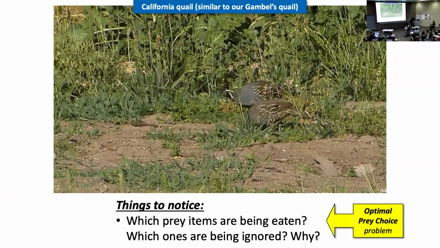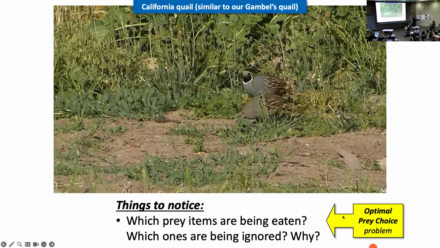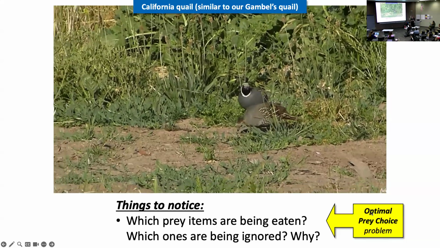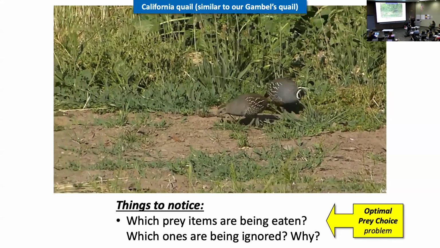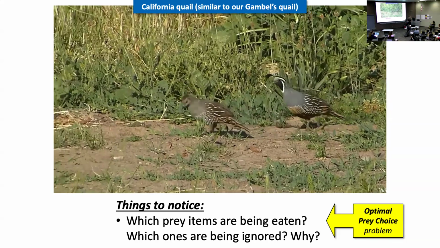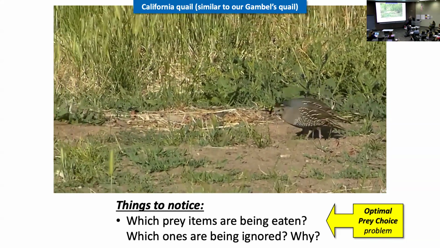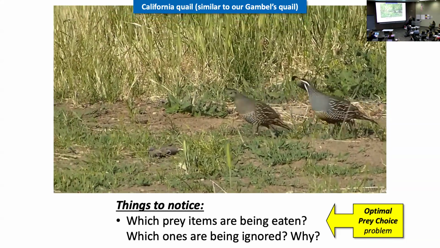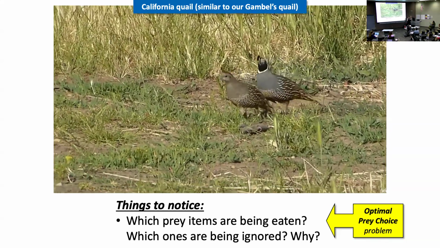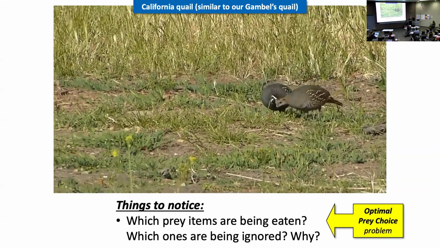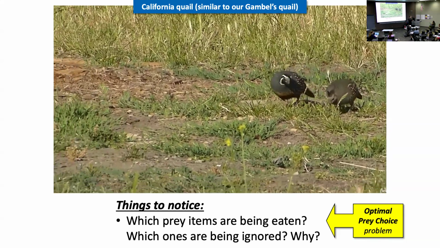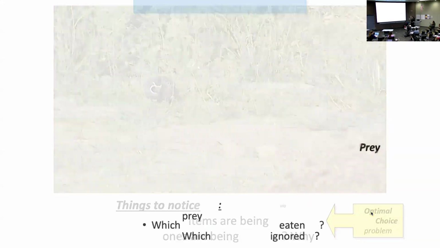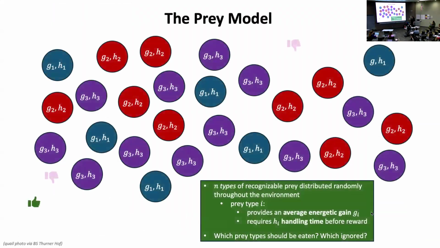So how do we find the optimal prey choice? Assuming that animals forage in an efficient way that reduces the opportunity cost of foraging and maximizes the rate of gain, then we would expect that to have downstream effects on their prey choice that we can test for. So what are those predictions? How do we get that? This is the basic so-called prey model.